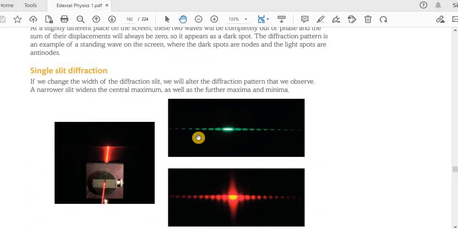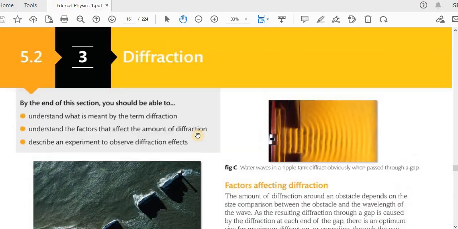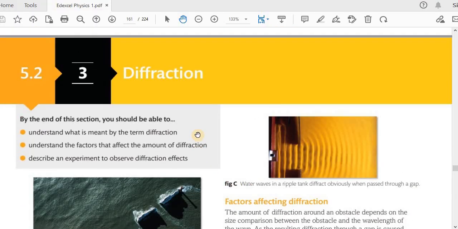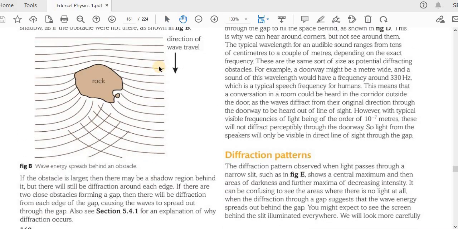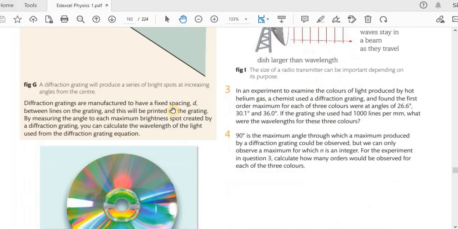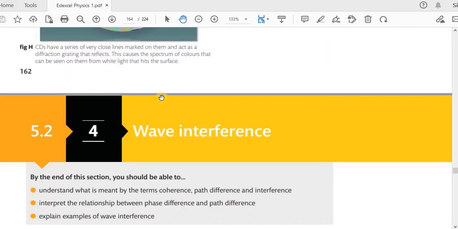Alright, so that's the end of that lesson on diffraction. And in the next video we will see the next topic, 5.2.4 I think, wave interference, yes.